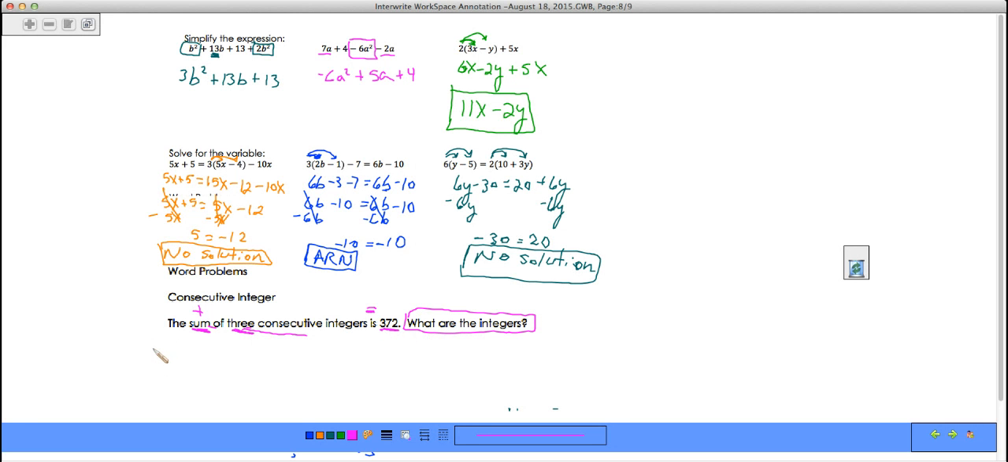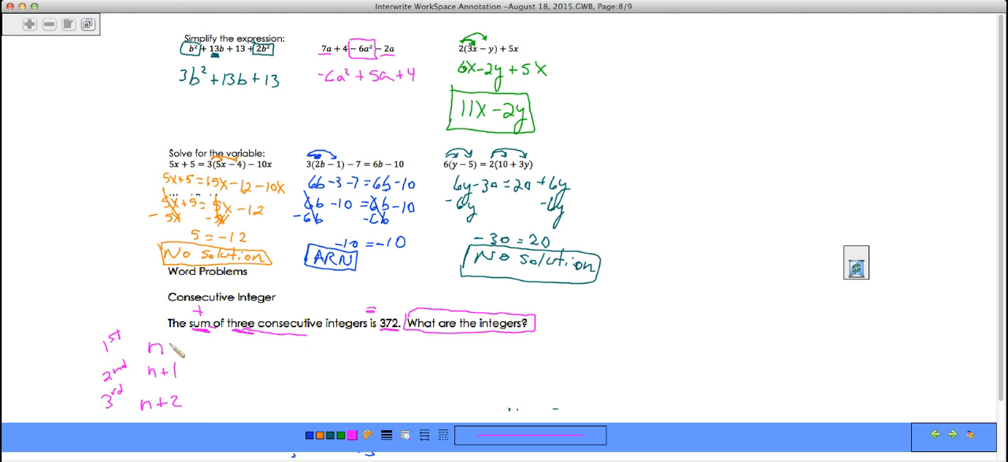I have to have a way of representing the first one, so maybe I'll call the first one n. Then the next one would be that plus 1 more. So here's my second. The one to follow that would be the first one plus 2. You can think, if the first one was 10, the second one would be 10 plus 1, which is 11. The next one would be 10 plus 2, which is 12. So 10, 11, 12 are consecutive numbers. That would make sense. But we want it to equal 372 when we add them, when the sum is 372.